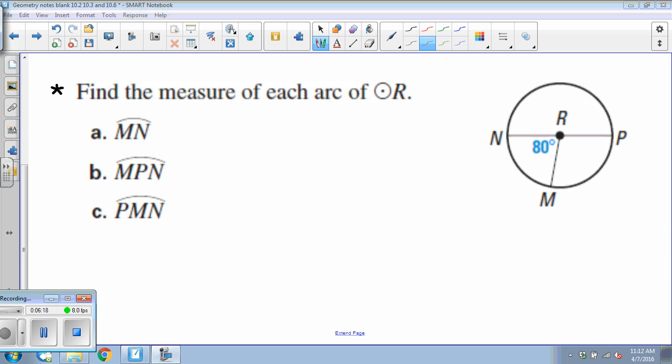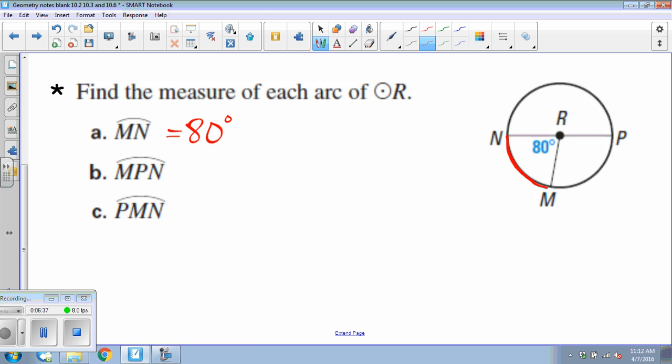Okay, let's look at this problem. Find the measure of each arc of circle R. They name a circle by its center point, circle R. For the first one, we have to find the measure of arc MN. That's 80. Good, because it's equal to its central angle.